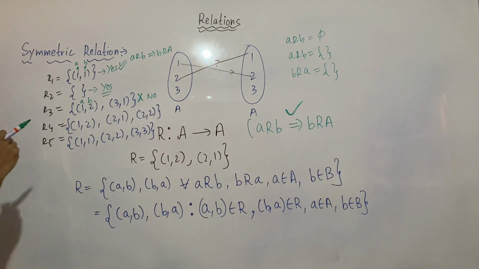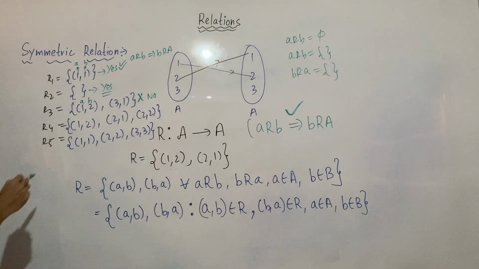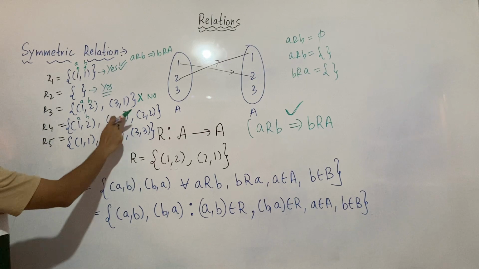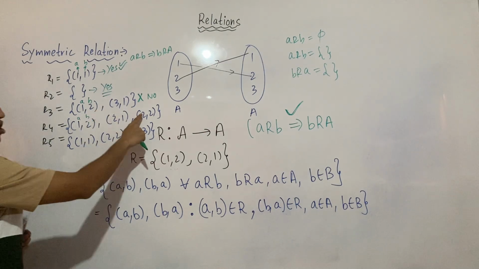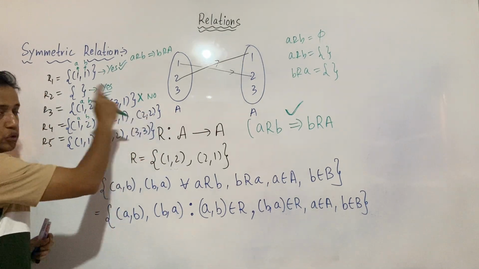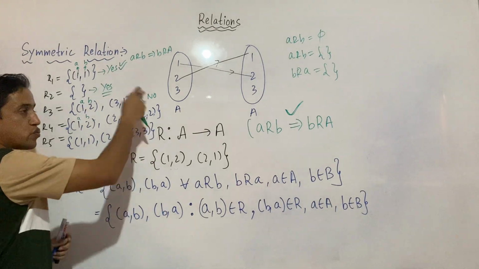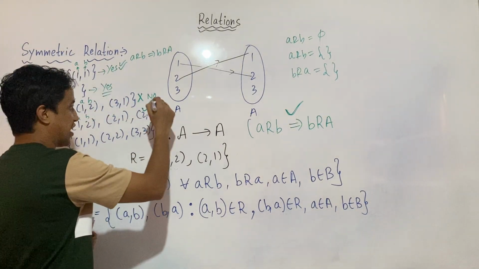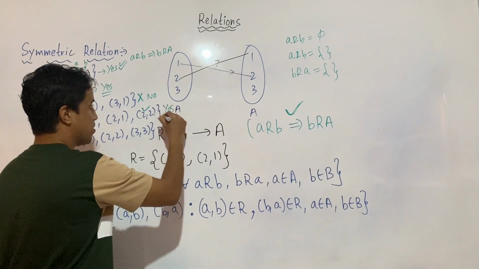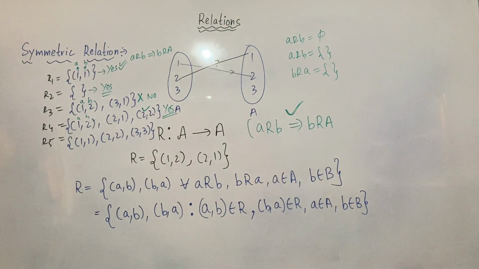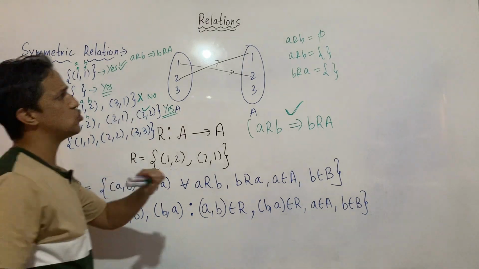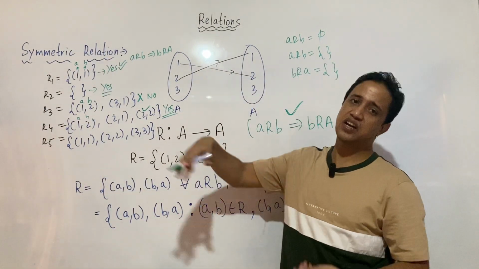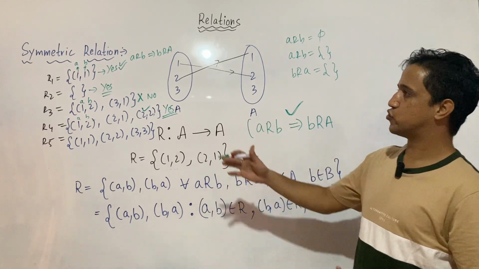Next, what about this? Now see here, this is A, this is B. If A is related to B, we have (2, 1). So fine. And here we have (2, 2). So if 2 is related to 2, then it is again the symmetric relation. Why? Because in (2, 2), both the elements are the same. If 2 is related to 2, it means that 2 is related to 2.